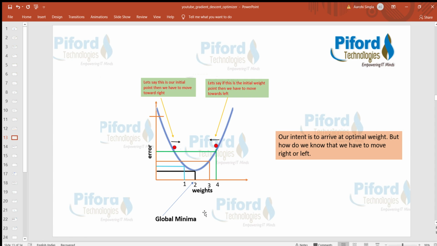Now the main thing is, how do we know whether we have to move right or left while updating a weight? If the initial point is here, then we have to move in the right direction. And if the initial value of the weight is somewhere over here, then we have to move in this direction. But the question is, how do we know in which direction we need to move? I'll show you that mathematically, and then you can easily find in which particular direction to move. So stay connected with the video.